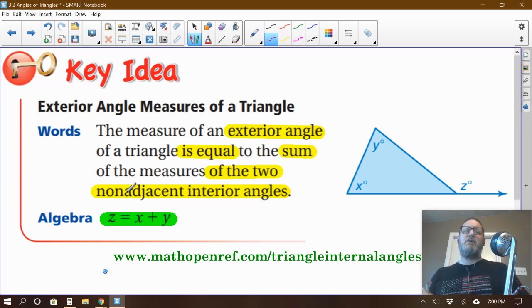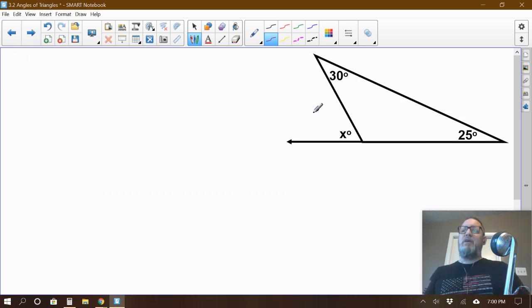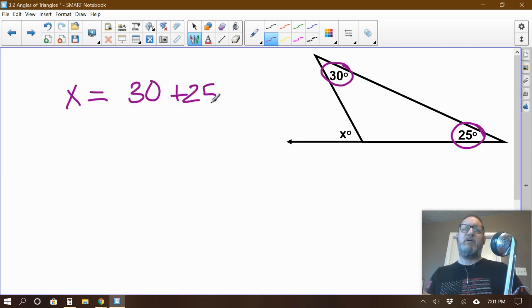All right, so let's try one out. Okay, so here we go. Here's our exterior angle. So that X is equal to the sum of the non-adjacent angles. So 30 plus 25. Now, what angle would have been adjacent to X? Well, it would have been right here. So we're not going to use this angle at all. It's these two non-adjacent angles. The sum of them equals the exterior angle. Well, that's a pretty easy addition problem. X equals 55 degrees. So this exterior angle out here is 55 degrees.